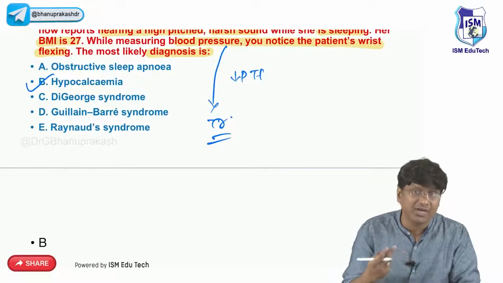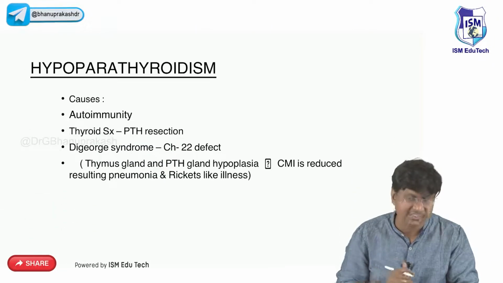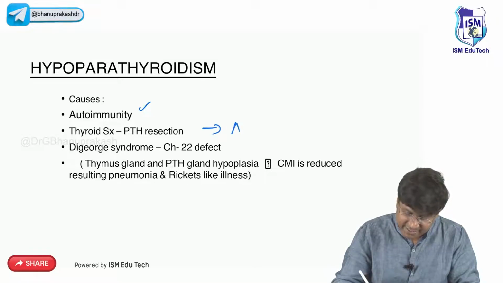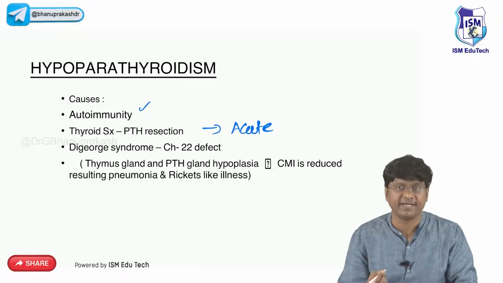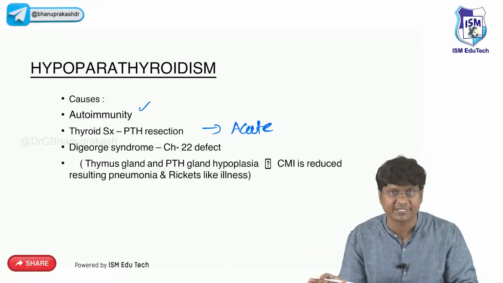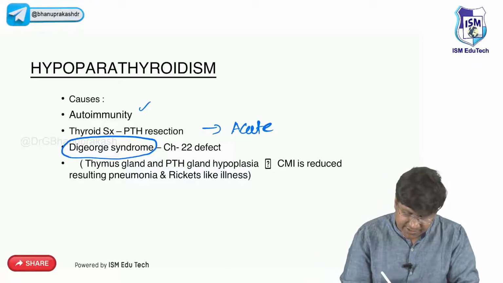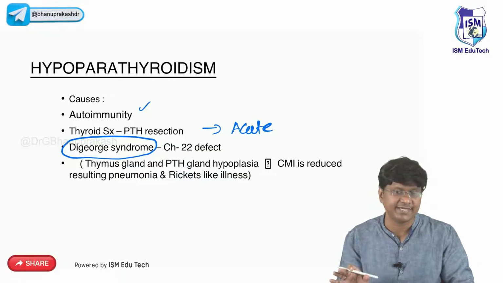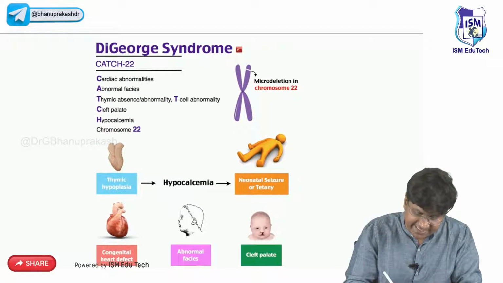Now, what are the etiologies that will be causing hypoparathyroidism? That includes autoimmunity, and thyroid surgery will cause acute hypoparathyroidism because there will be parathyroid resection. And one more important condition is DiGeorge syndrome. Now, how do you remember DiGeorge syndrome? It's actually a genetic disorder. Remember this mnemonic, that is CATCH-22.